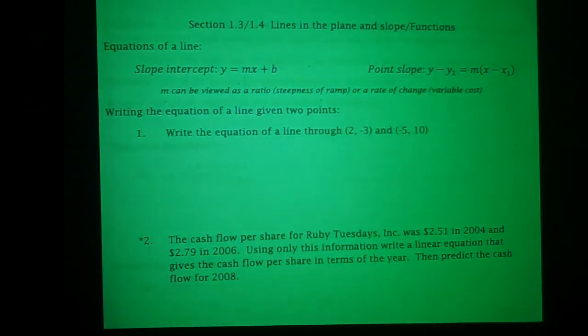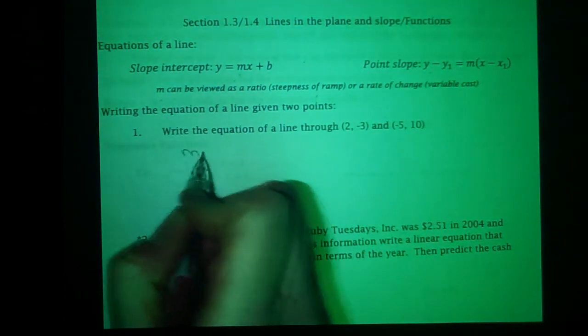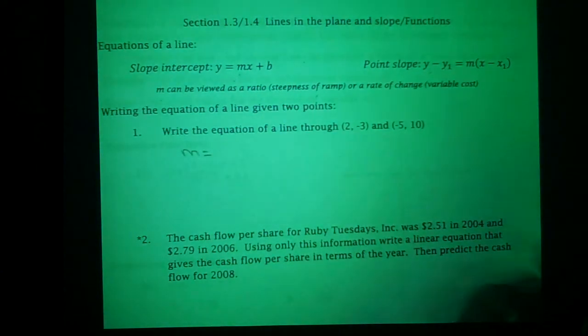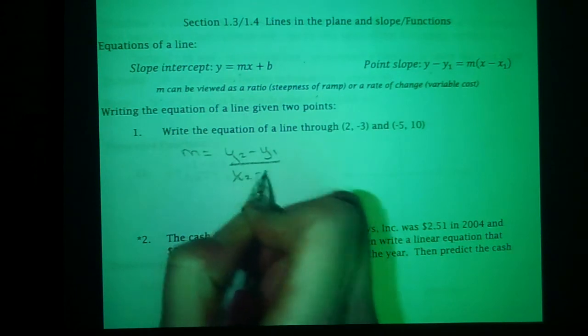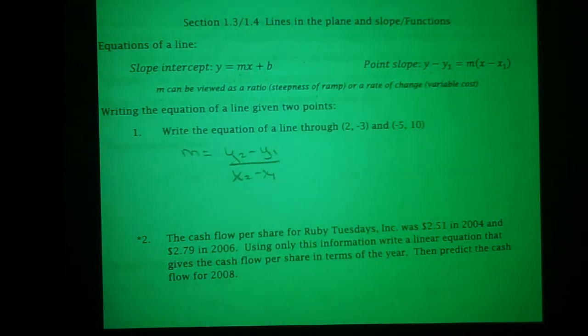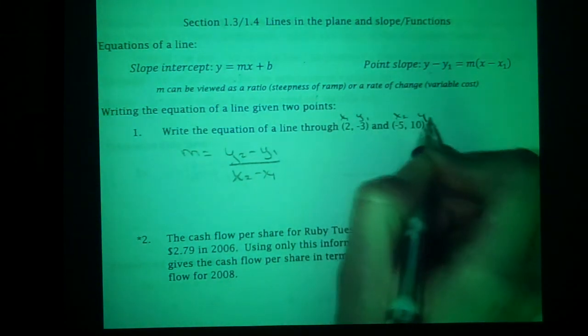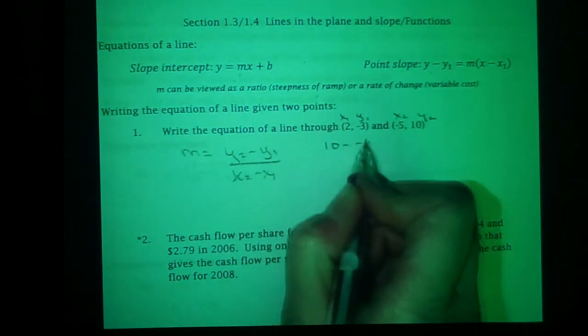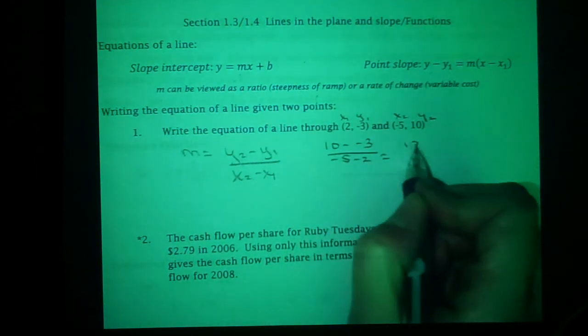But a couple examples: if you had to write the equation of a line that goes through 2 points, the first thing that you'd want to do is find the slope. So the formula for slope we talked about before is y2 minus y1 over x2 minus x1, this being x1, y1, and x2, y2. So you're going to calculate 10 minus negative 3 over negative 5 minus 2, which is 13 over negative 7.